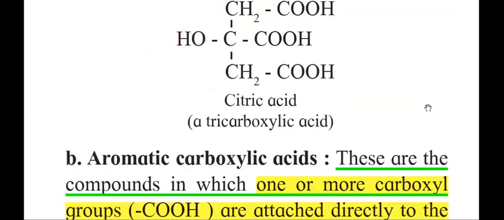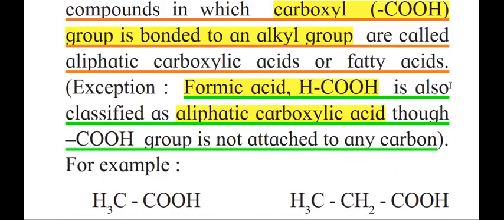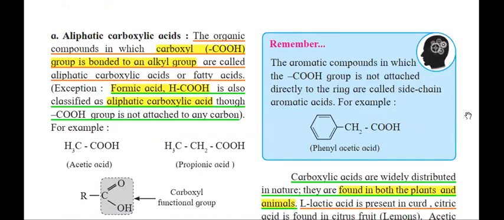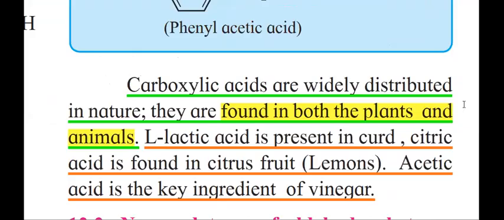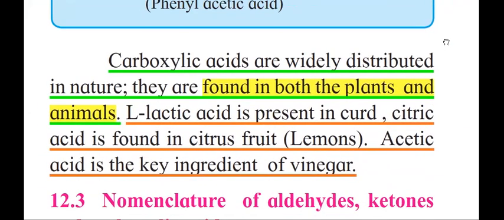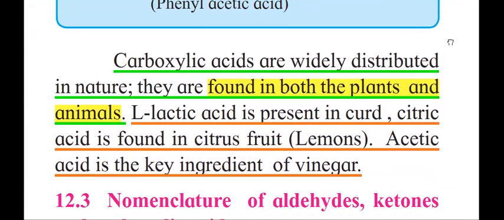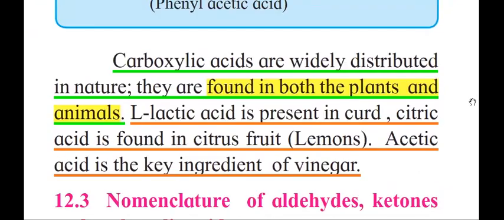Okay, these are the classifications, aliphatic and aromatic. Now, carboxylic acids are widely distributed in nature. They are found in both plants as well as in animals. Okay, plant origin, animal origin.